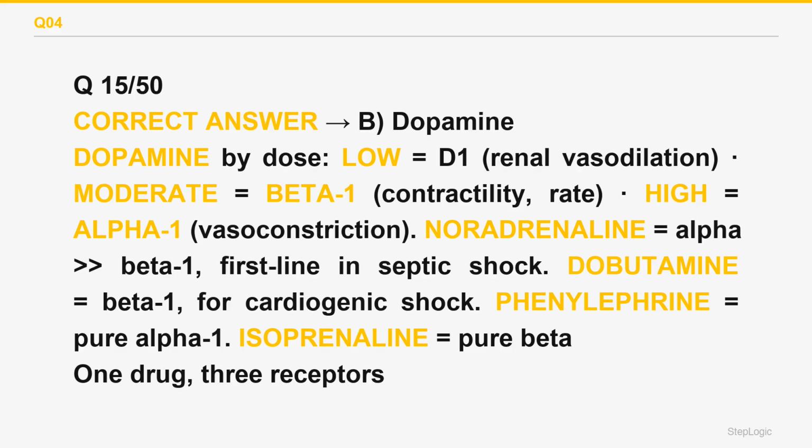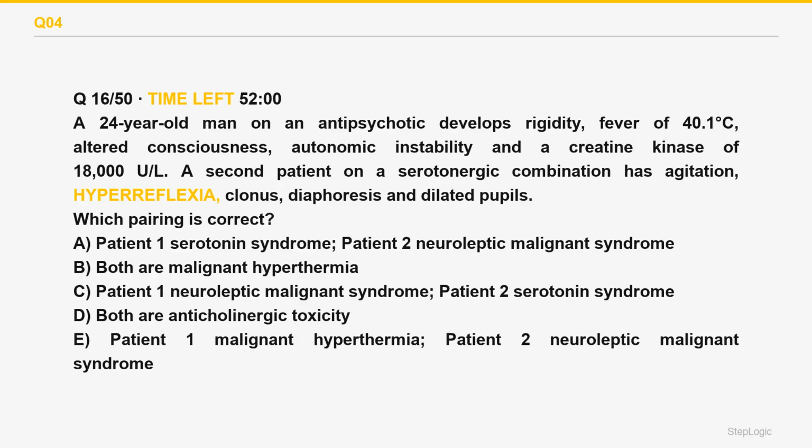Noradrenaline is first line in septic shock, where the problem is vasodilation. Dobutamine suits cardiogenic shock, where the problem is contractility. And phenylephrine is useful when tachycardia must be avoided, since pure alpha stimulation causes reflex bradycardia rather than tachycardia. Low-dose dopamine for renal protection, once routine, has not shown clinical benefit. If you see a vasoactive drug with dose-dependent effects, think dopamine.